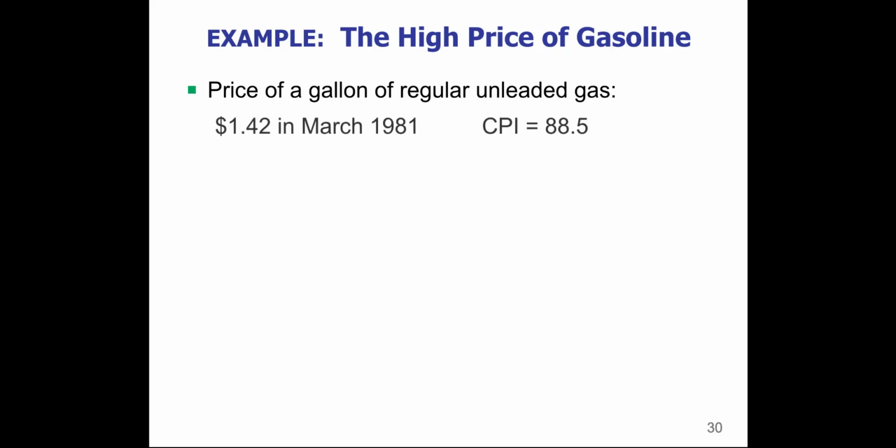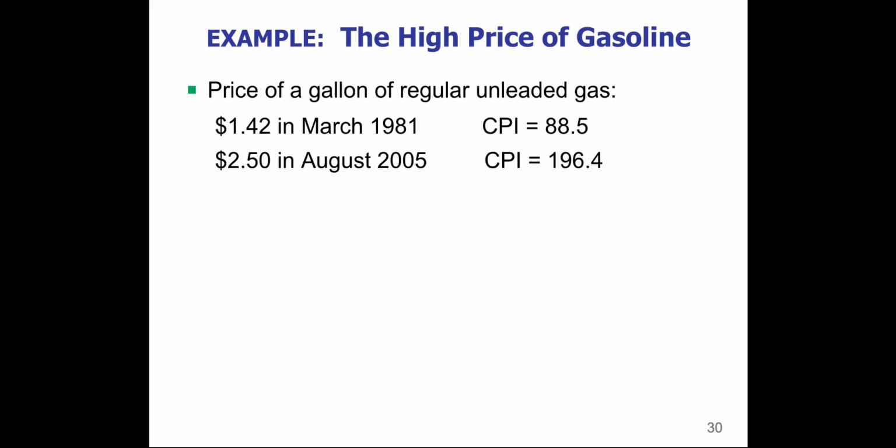So here's an example. We're going to use the price of gasoline in this example. So if a price of unleaded gas in March of 1981 was $1.42 a gallon. Now that seems pretty low. The CPI of that year was 88.5. In August 2005, the price of a gallon of gasoline was $2.50.